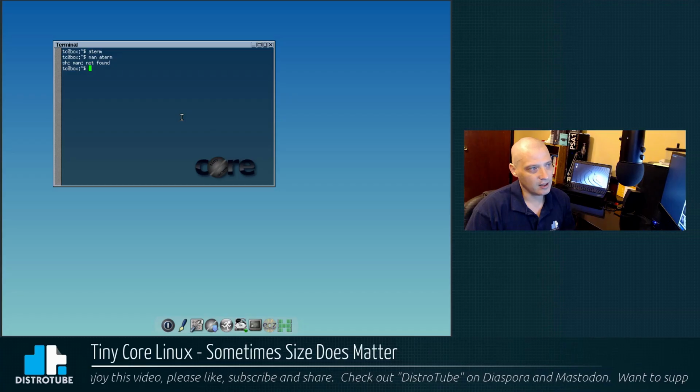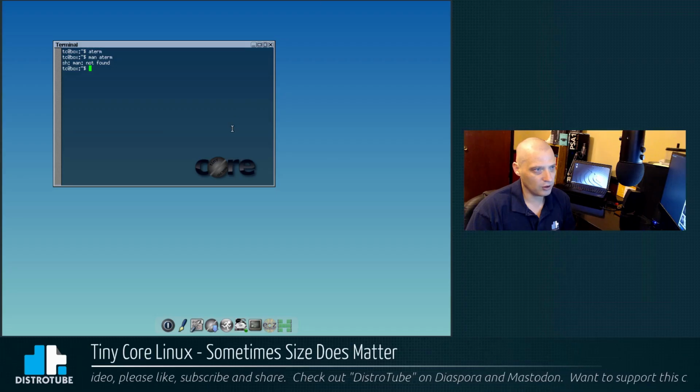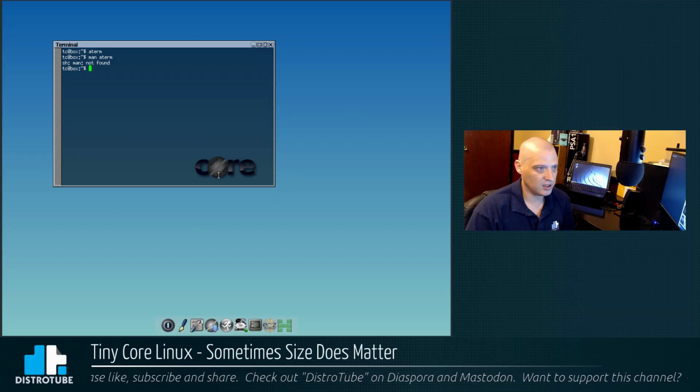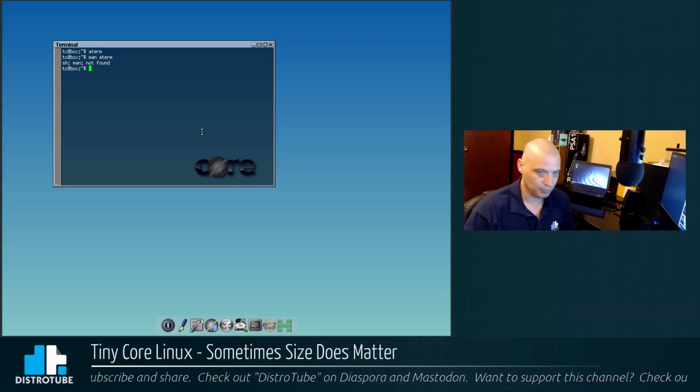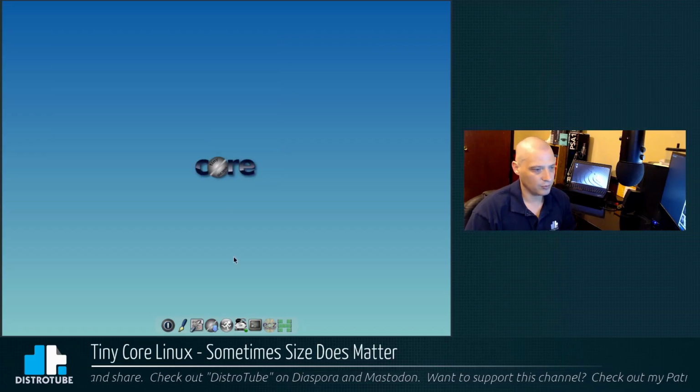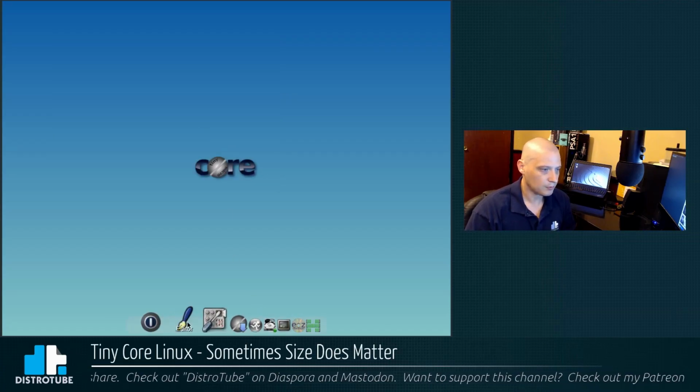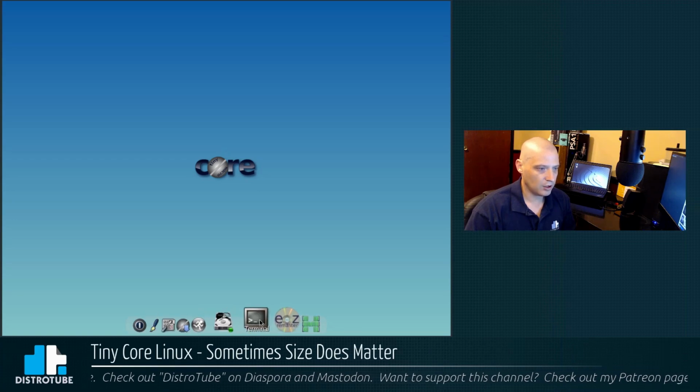TinyCore is so tiny, they do not even have the man package installed for manual pages. I was mentioning the mouse hadn't been giving me problems, and now I can't even get to the close button over on aterm. That part of the screen the mouse won't move to, but I can exit out of the terminal. So we have aterm for our terminal.